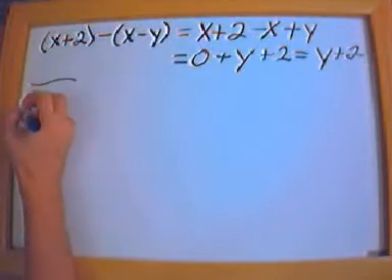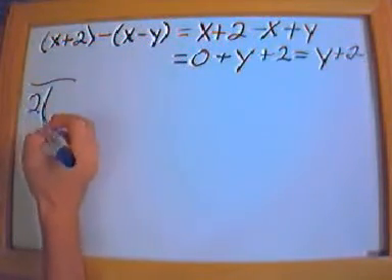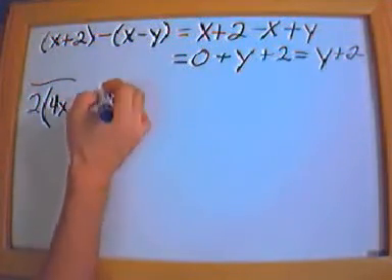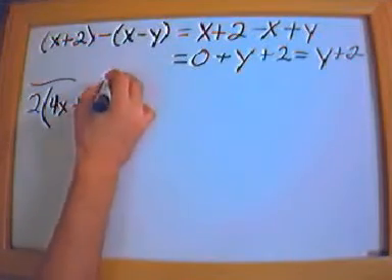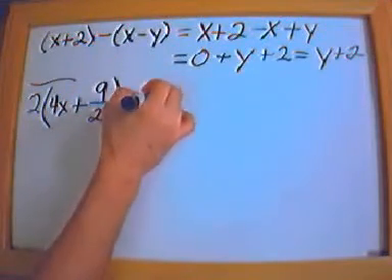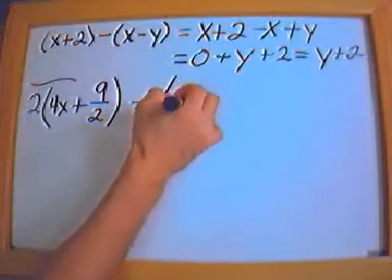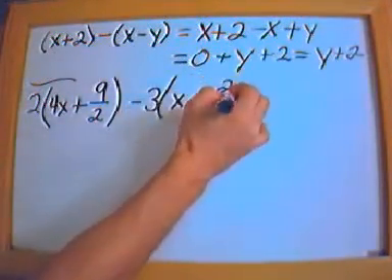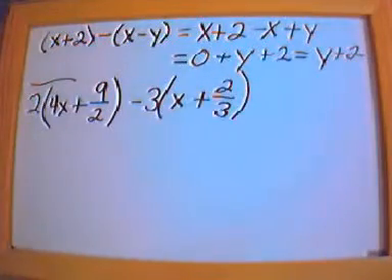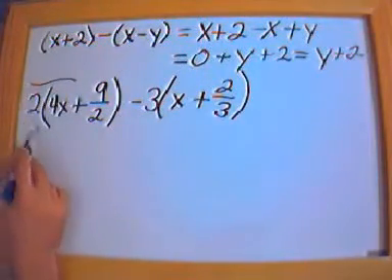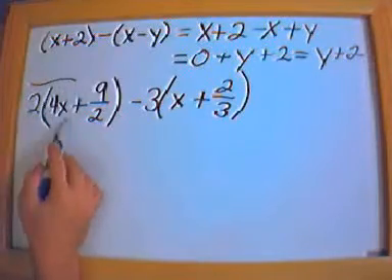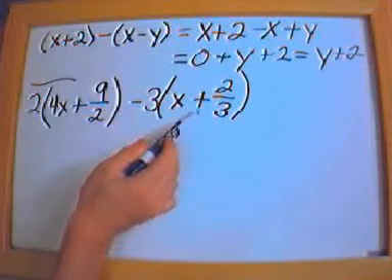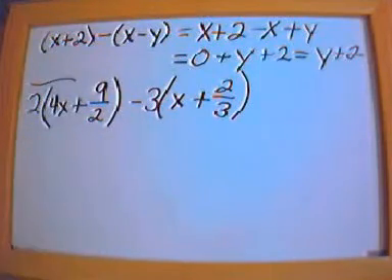Let's do something with fractions. Let's say I have 2 times (4x plus 9/2) minus 3 times (x plus 2/3). Now, obviously, I'm going to have to do some distributive stuff here. I'm going to distribute this 2 into here, and I'm going to get some mess. And then I'm going to distribute this negative 3 into here, and I'm going to get some other mess, and then I'm going to be able to add these together.